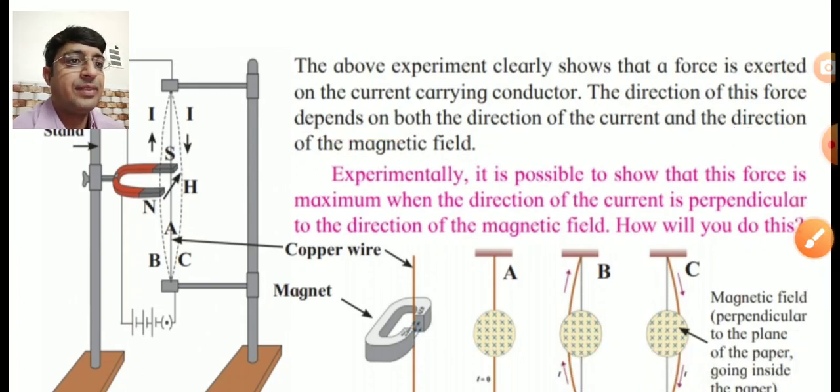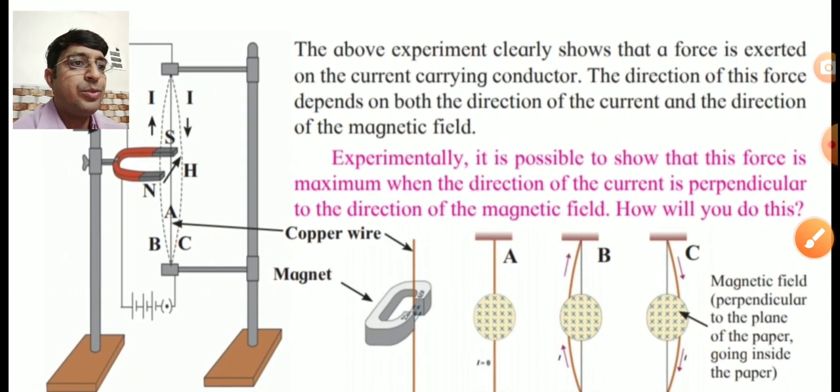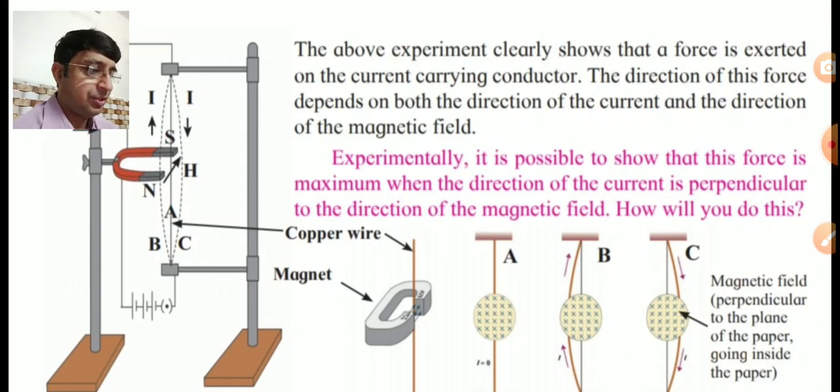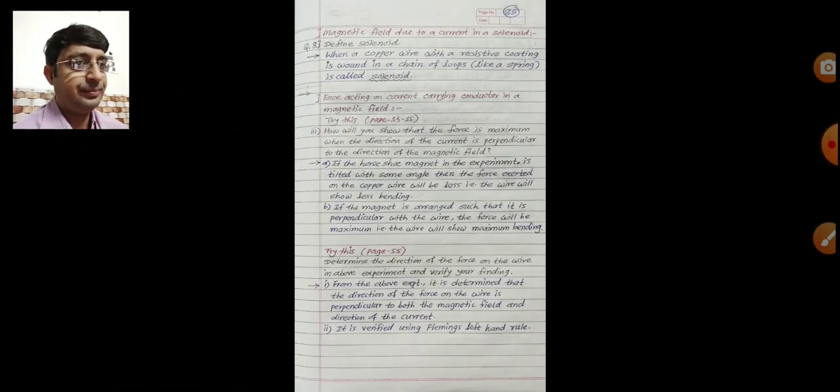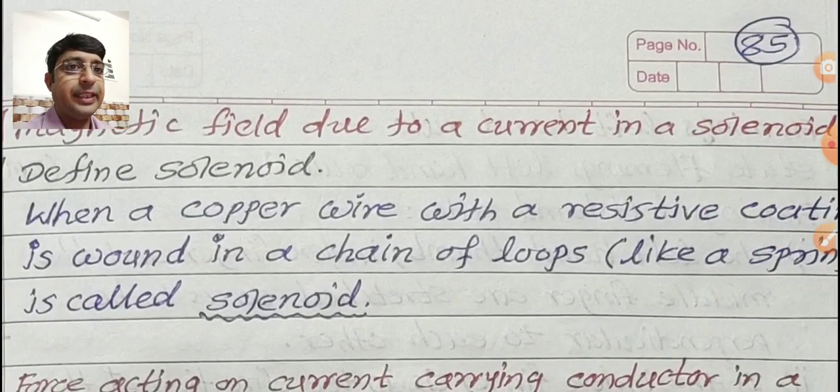Underline it properly. Experimentally, it is possible to show that this force is maximum when the direction of the current is perpendicular to the direction of the magnetic field. How will you do this? So the answer to this question we revise. See what answer is given here. I will show the answer in my handwriting. Check this.